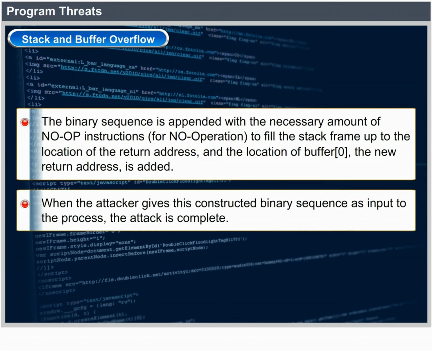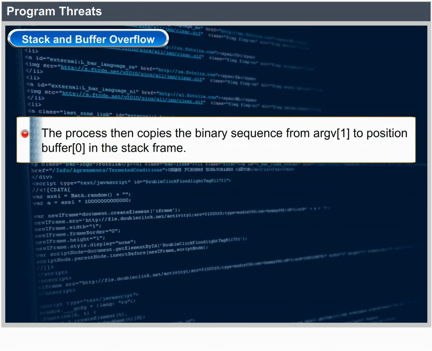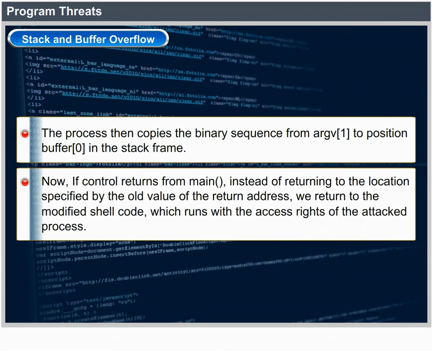The process then copies the binary sequence from argv1 to position buffer 0 in the stack frame. Now, when control returns from the main function, instead of returning to the location specified by the old value of the return address, we return to the modified shell code, which runs with the access rights of the attacked process. Figure above in B contains the modified shell code.